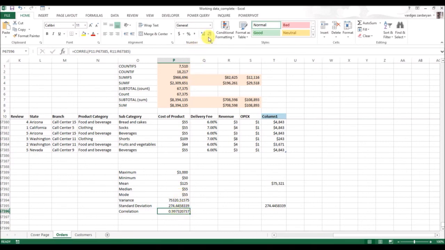Here we see that there is a very strong correlation, in that case a positive relationship, between the cost of product and revenue. We will explore more about relationships during the visualization section when we will learn the scatter plot chart.